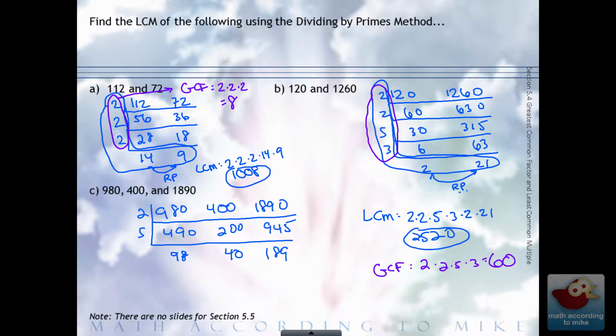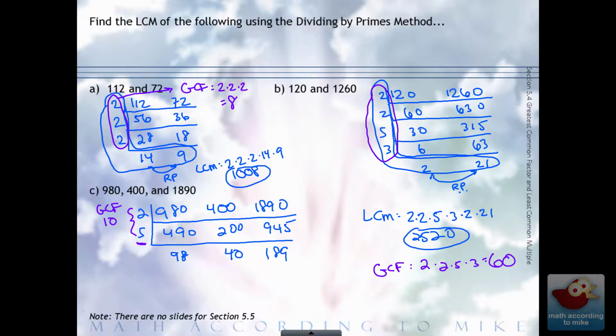All right, so here is the deal. If you were finding a GCF, you would be done, because it's only the primes that work for all three. In this case, 10. 2 times 5 would be the GCF. But we're trying to find the LCM. And what you do is you keep dividing. If you can't do all three, then you take 2 at a time. So 98 and 40 are both even. So out of those two numbers, I can pull out a 2.